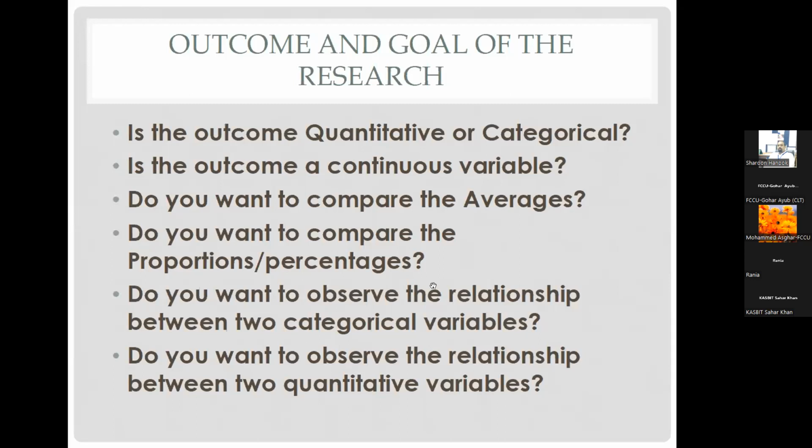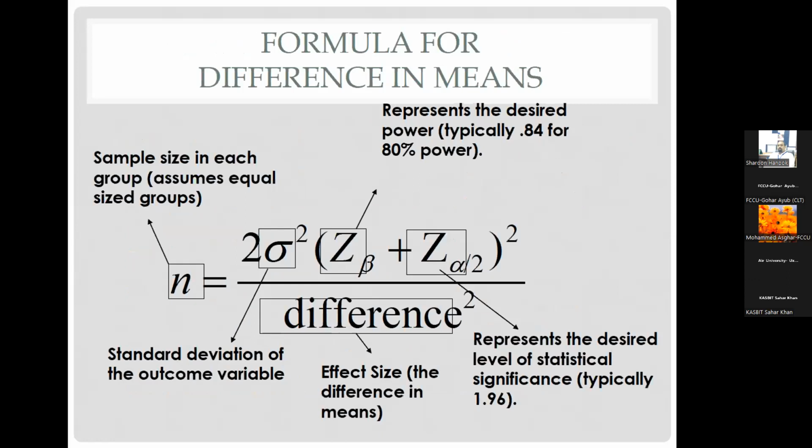Do you want to observe the relationship? If you want to observe the relationship, then you need to talk about whether it is between categorical variables or quantitative variables. If you're doing it for quantitative variables, we have different methods. If you were doing it for the categorical variable, we have different methods. And the statistical method that you define to answer these questions will help you determine what statistical method you want to use to calculate the sample size.